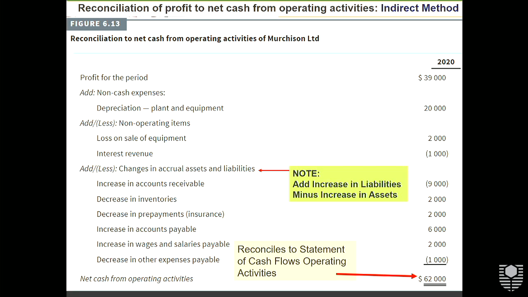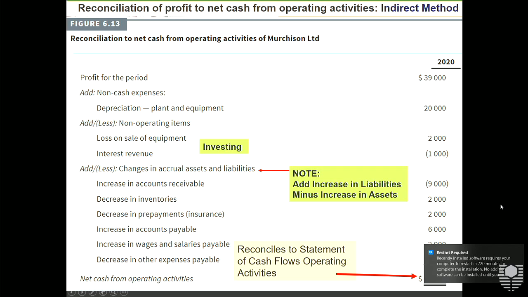Now we look at our payables. So we've got accounts payable. If we have a look at our accounts payable, we've got an opening balance of 32 and a closing balance of 38. So there's been an increase there of 6,000.